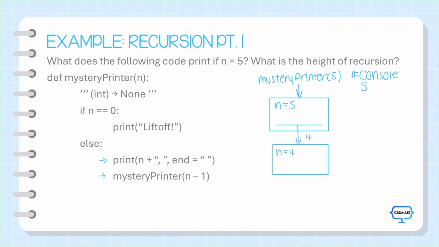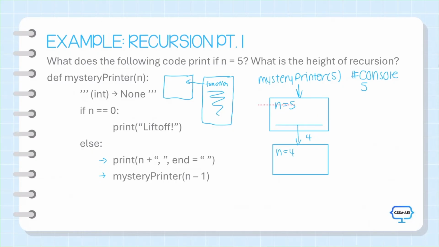Now, if you remember from the functions explanation, whenever we had main calling a function, when we call the function, we start it up and then we don't proceed to our code down here until the function is done. So in this case, even though we don't really have any code under here, mystery printer 5 is still open. It's still waiting for the answer from mystery printer n minus 1. So we're going to keep going down until we reach the base case.